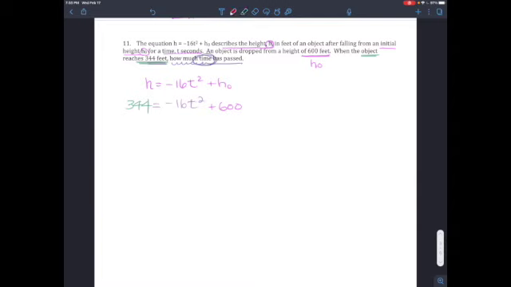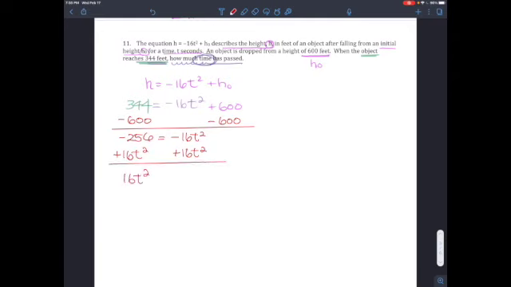To solve it, you are going to minus 600, minus 600. And then that is going to be negative 16t squared equals 344 minus 600, which is negative 256. I want my t squared to be positive if I want to factor it. So I'm going to add 16t squared to set one side equal to 0, and you have 16t squared minus 256 equals 0.